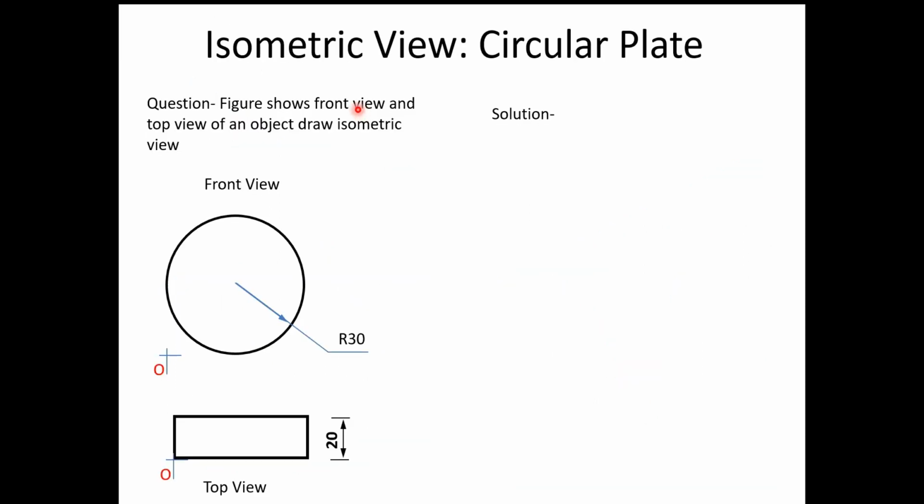Now we will draw the isometric view of a circular plate. The figure shows the front view and top view of an object. Draw the isometric view. So this is the front view and this is the top view. We have given the origin. The diameter of the circle is 60, so the radius is equal to 30. And what is the thickness? Thickness is 20 mm.